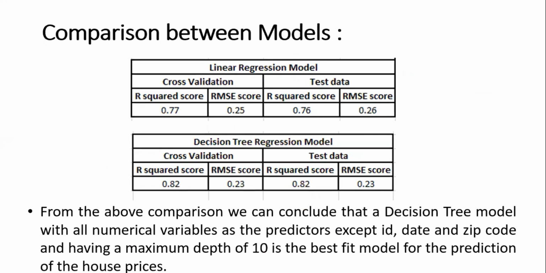Finally, we perform a comparison between the two models. So from the tables, as you can see, the linear regression gives us an R square of 0.76 on the test data and the decision tree gives us an R square of 0.82. Similarly, the RMSE scores for the decision tree model are better than the linear regression model. So we can conclude that the decision tree model with all the numerical variables as the predictors except ID, date, and zip code and having a maximum depth of 10 is the best fit model for the prediction of house prices.